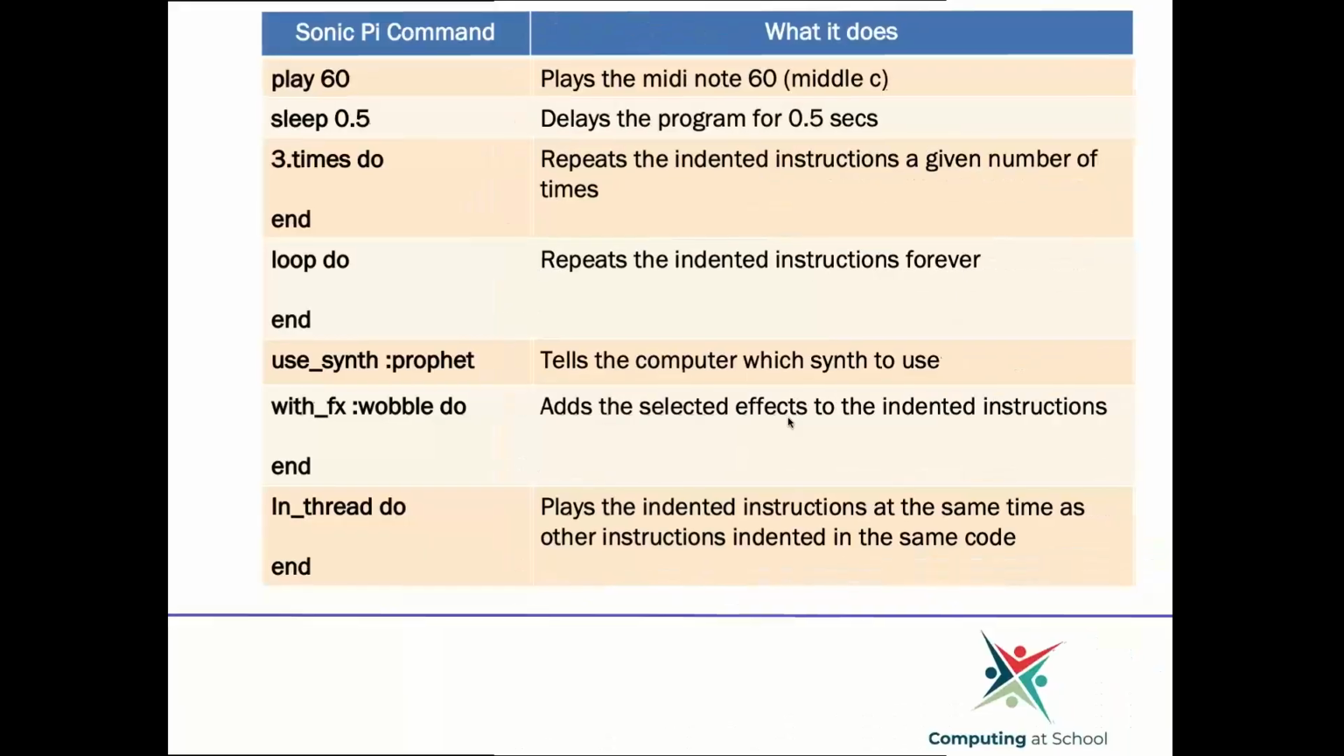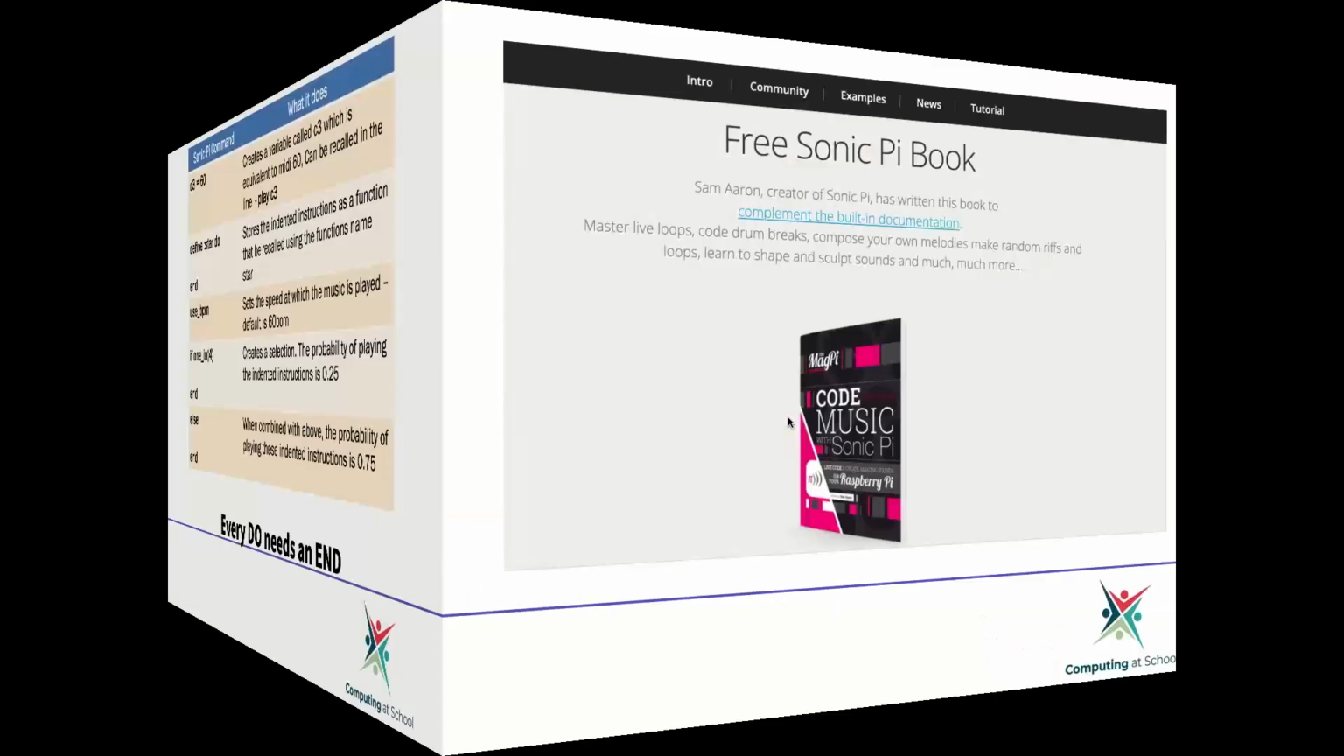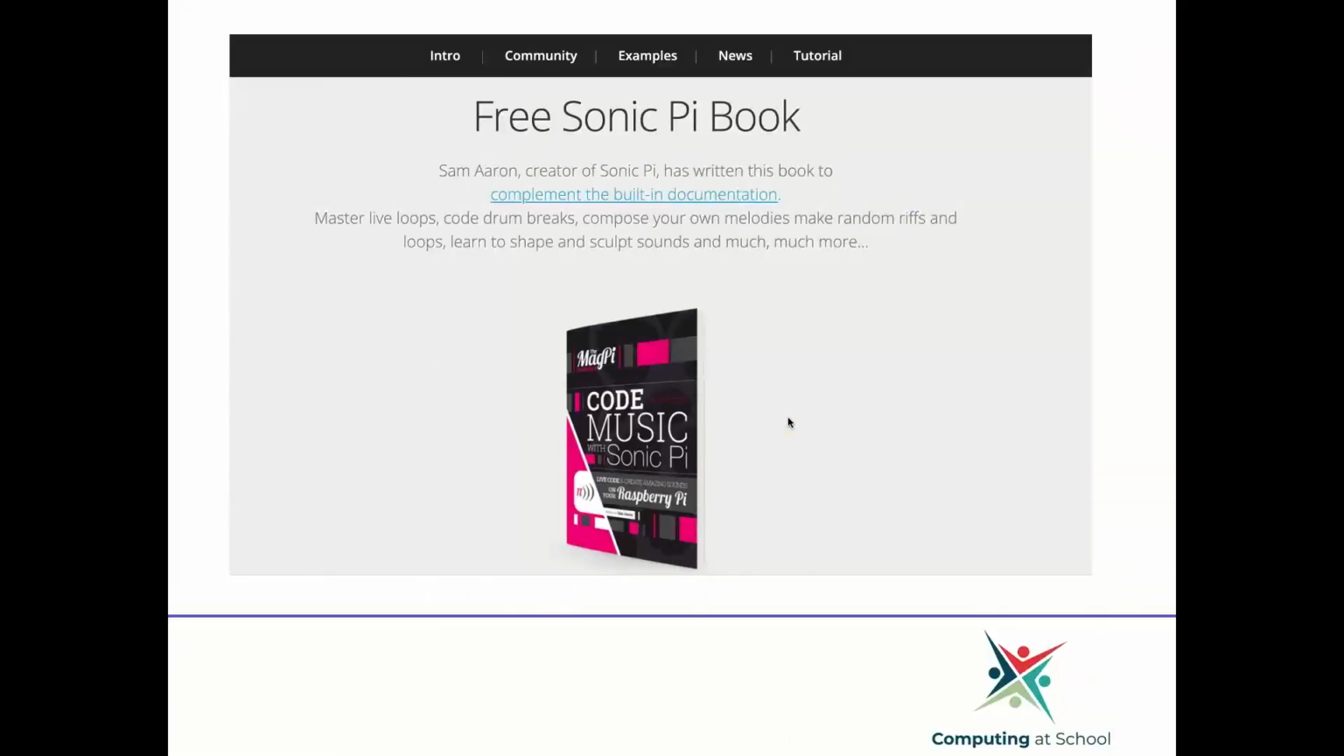And that comes with some Sonic Pi commands that you can use. There's quite a lot in there. You can do if, then, and else's as well for selection for year 5. And then finally, Sam has written a free Sonic Pi book, and you can download that as a PDF. Once the children have the basic idea, it gives them some more challenges of things that they can do as well.